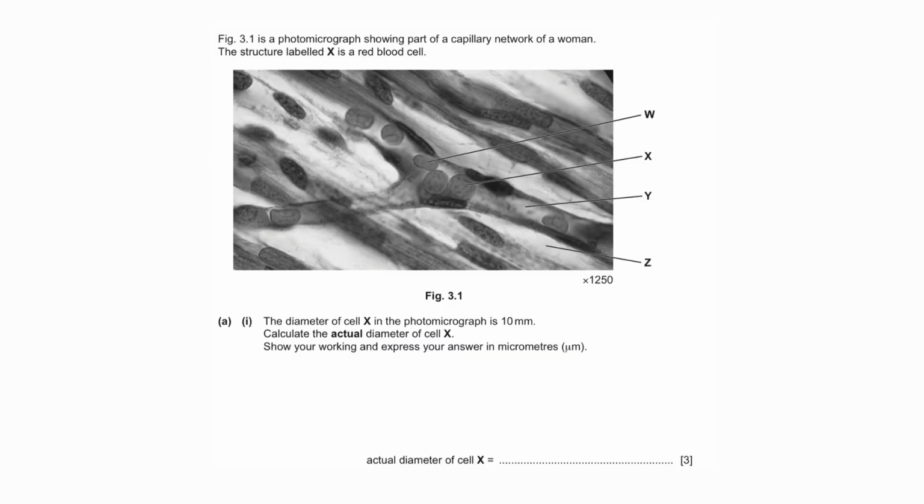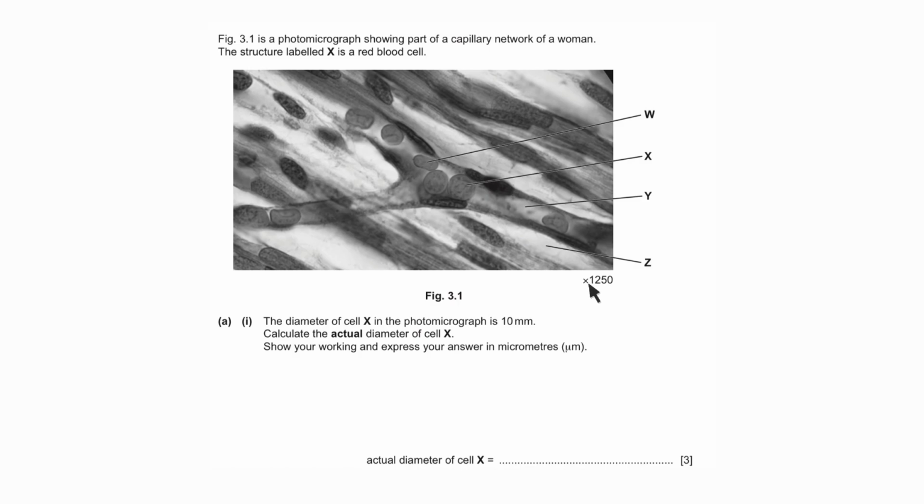Alright, here's a classic example. So this question says, figure 3.1 is a photomicrograph showing part of a capillary network of a woman. The structure labeled X is a red blood cell. So capillaries are basically very tiny blood vessels, and red blood cells are, well, the cells inside the blood. So what they're saying is that the diameter of cell X in the photomicrograph is 10 millimeters, and they're asking you to calculate the actual diameter of cell X.